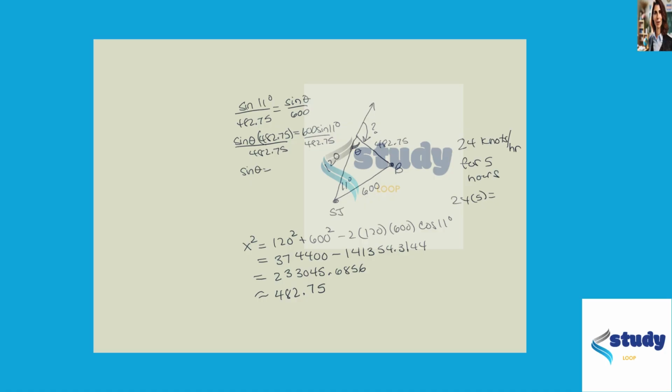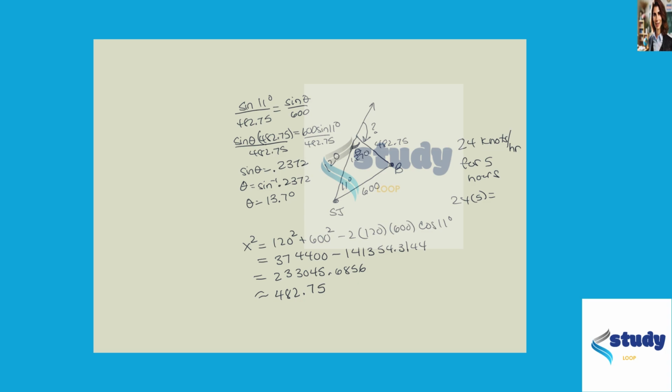So sine of 11 times 600, and that's divided by 482.75. It's going to give me 0.2372. I'm going to go 4 decimal places there. So theta is the inverse sine of that value, and let's get that angle. So inverse sine, second sine, 0.2372, that's 13.7 degrees. So that's that inside angle.